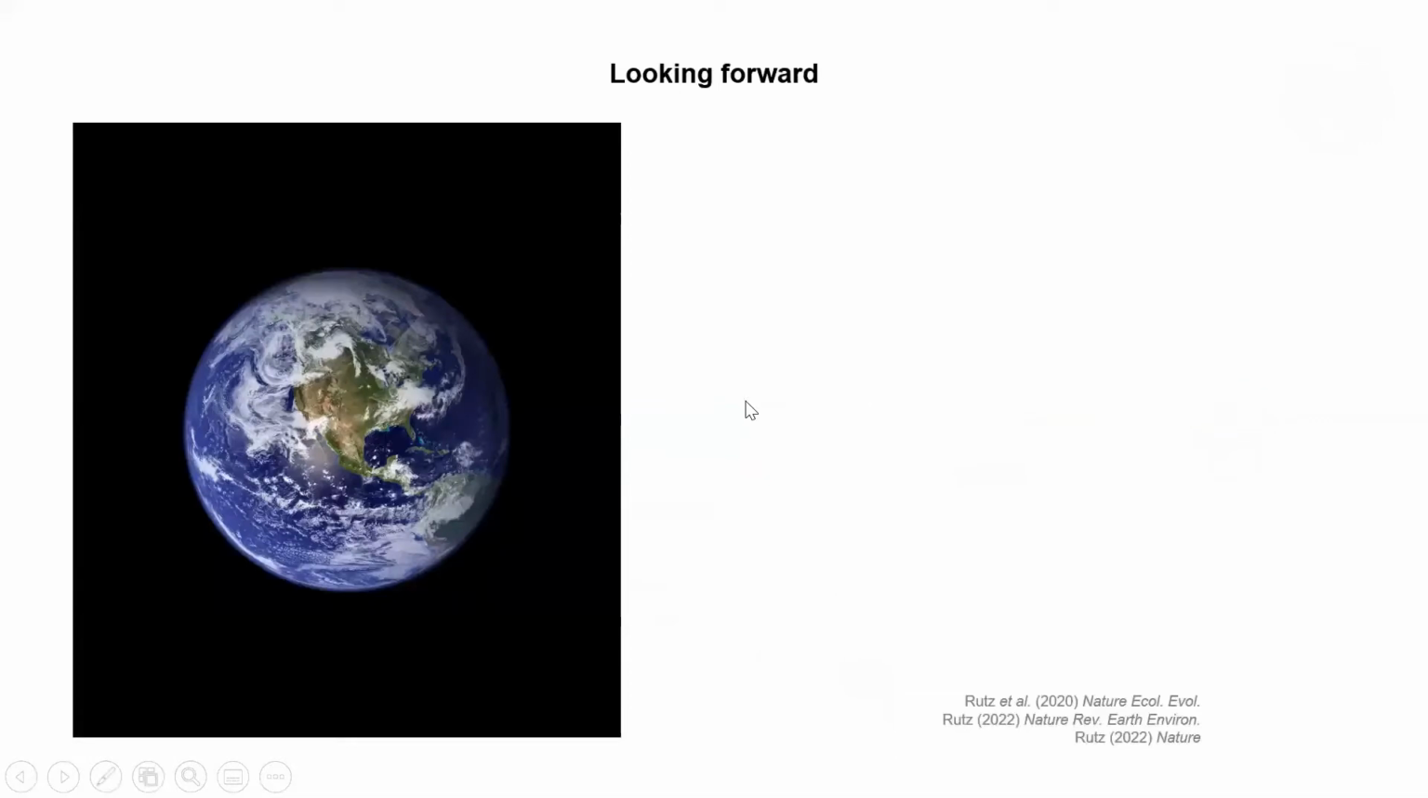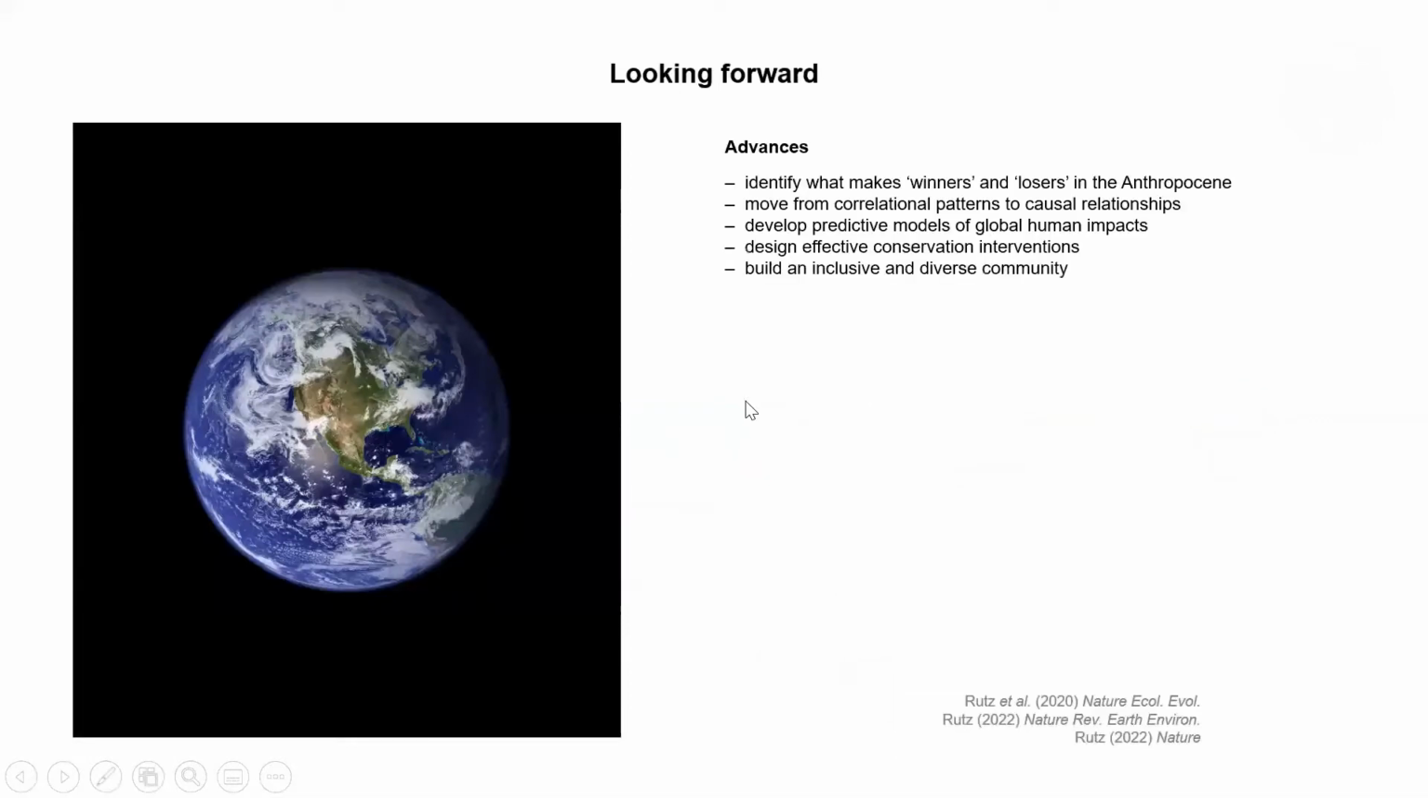I just want to conclude with a few forward-looking comments, and hopefully they will be useful for sparking a discussion later on. So what are the advances we hope to produce with the COVID-19 biologging initiative? The big goal is to identify what makes winners and losers in the Anthropocene. I think this is the ambition of the overall initiative.